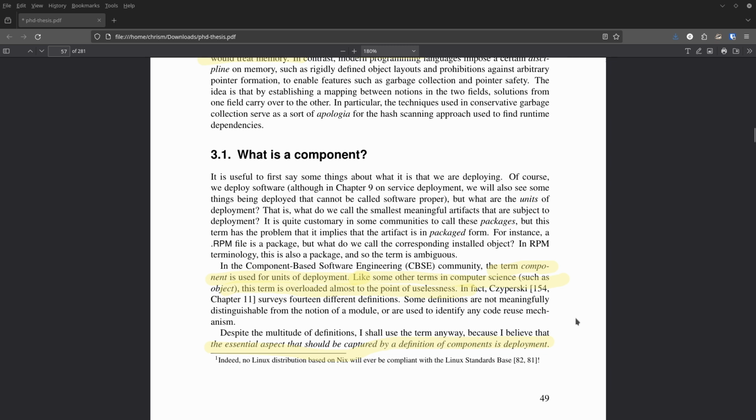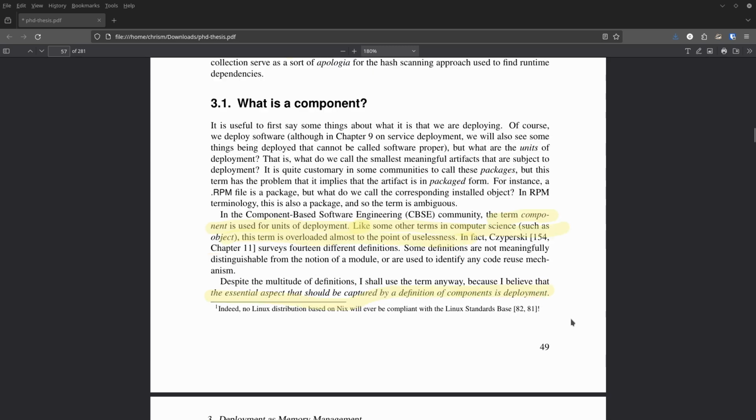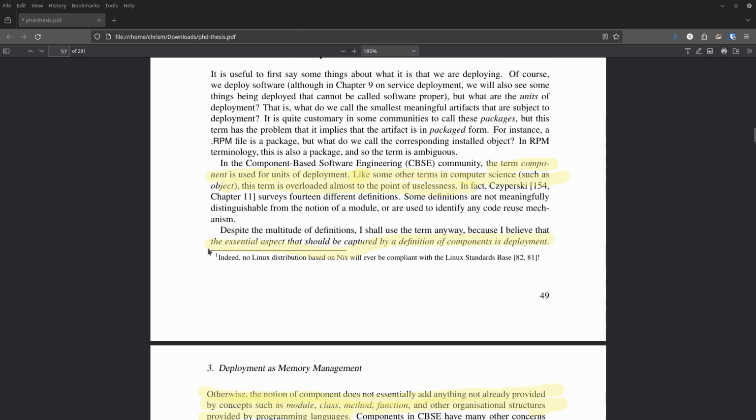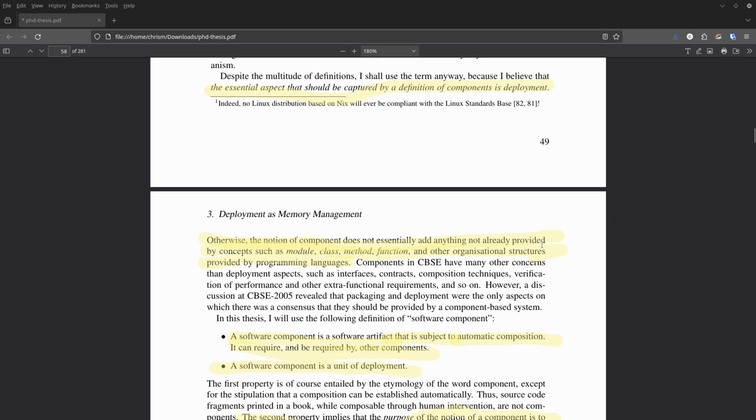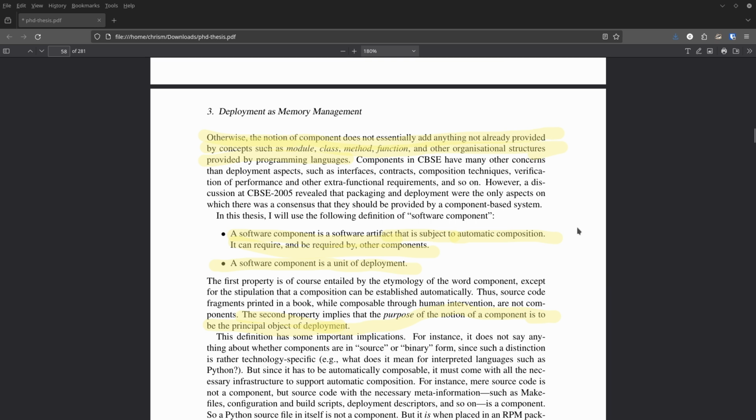We finally get to a definition of what he considers a component. We've used the word quite loosely in the preceding chapters, but now he's getting down to brass tacks about what he means by a component. He talks about the existing computer science definitions of component. He believes the essential aspect that should be captured by a definition of a component is deployment. Otherwise, the notion of a component doesn't add anything not already provided by normal object-oriented concepts like module, class, method, function. So he says, I will use the following definition of software component.